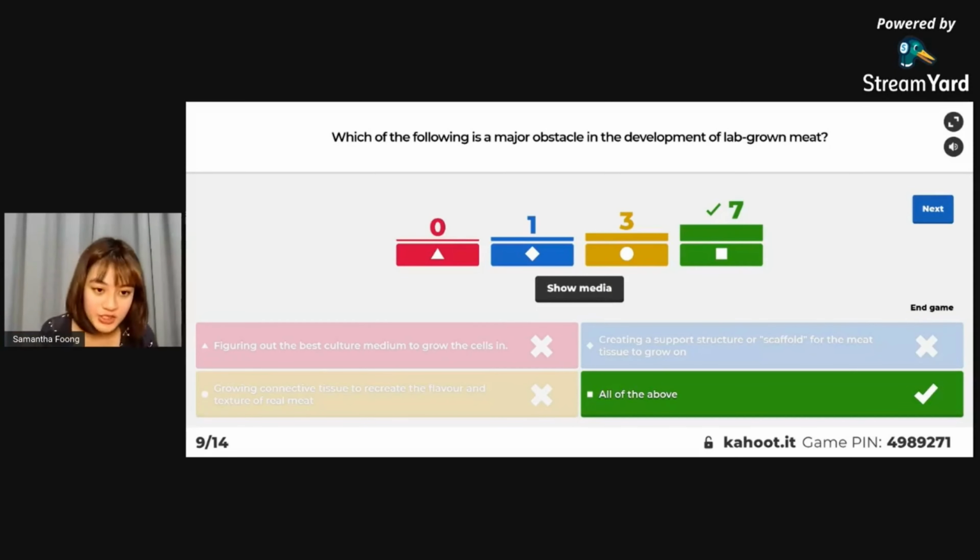So this structure is called a scaffold, and the scientists have to figure out what's the best material to make this scaffold, and also if they want cultured meat to be widely accepted and popular, they need to make lab grown meat taste the same as real meat. So this is much harder than it sounds. Scientists technically need to grow fat, they need to grow cartilage, blood vessels to recreate the flavor and texture of real meat. Otherwise, it just wouldn't taste the same and it wouldn't be popular. So there's all these challenges that come with culturing meat.